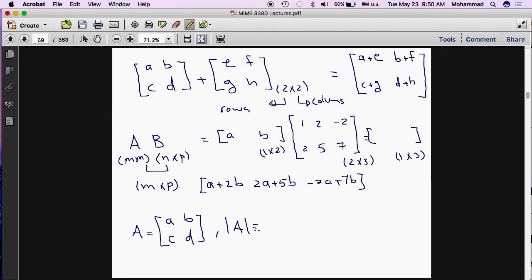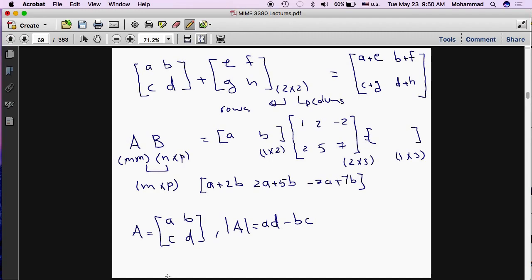So determinant of A is A times D minus B times C. So the two diagonal elements are multiplied, the two off-diagonal elements are multiplied, and they're subtracted from each other. So that's A D minus B times C in this case.